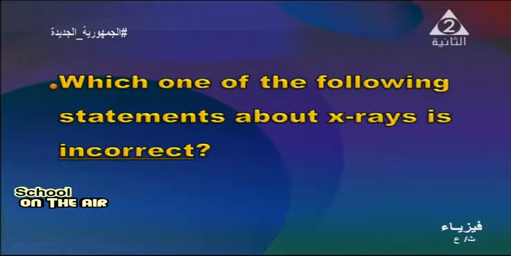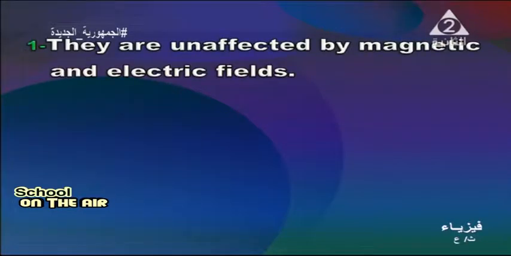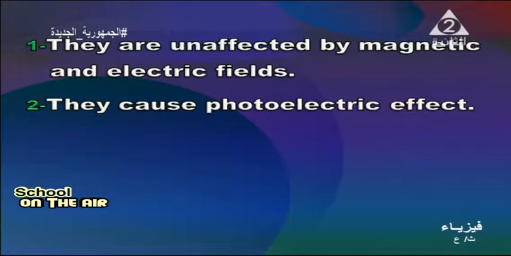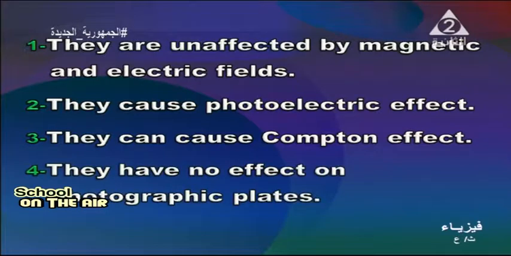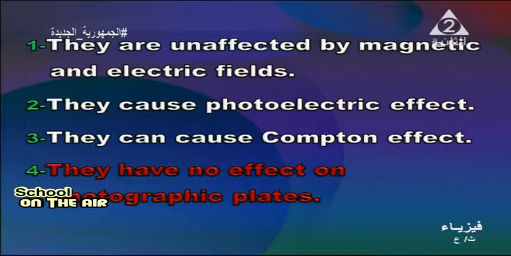Which of the following statements about X-rays is incorrect? They are unaffected by magnetic and electric fields. Yes, because they are photons. They cause the photoelectric effect, of course. They can cause the Compton effect, of course. They have no effect on photographic plates. They have an effect. So this is the wrong one.